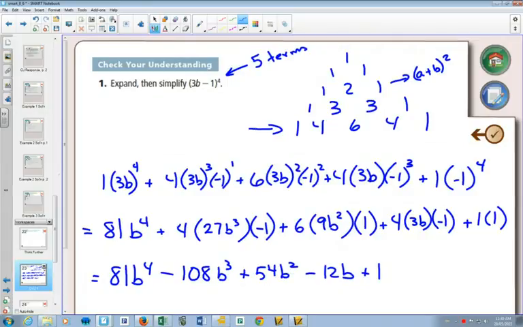Not necessarily. It wouldn't necessarily be a calculator question. The biggest numbers you have to multiply here are 4 times 27. That's big.